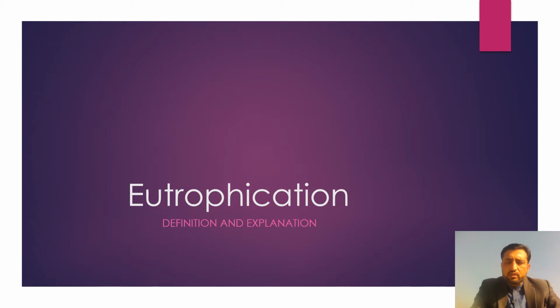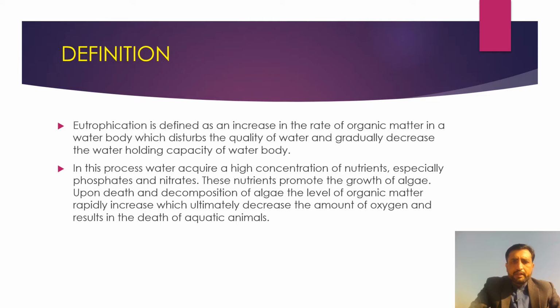Eutrophication. First we define eutrophication. So the definition is: eutrophication is defined as an increase in the rate of organic matter in a water body which disturbs the quality of water and gradually decreases the water holding capacity of water bodies.